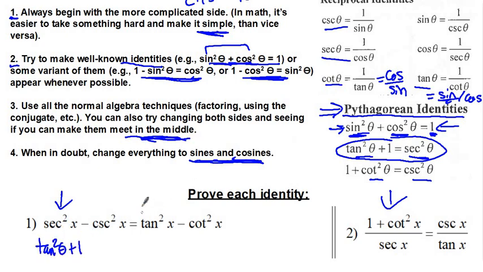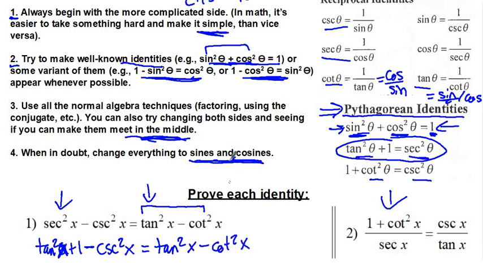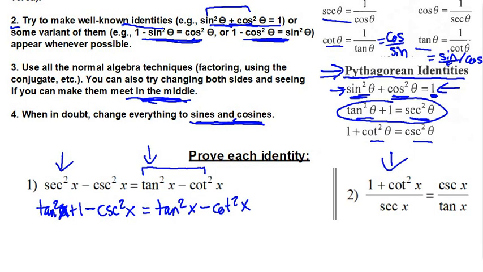Why would you do that? Because if you look at the right side, there's a tan squared. So we know that we want tan squared to appear on that side. Okay, and then we have cosec squared. Actually, this should be x's instead of theta. Okay. All right, so it's not entirely clear how we're going to make it equal the left side just yet, but we'll keep going here. So try to make well-known identities appear. Let's see if we can make something meet in the middle. Let's use another Pythagorean identity, okay? Because strategy 2 says try to make well-known identities appear.